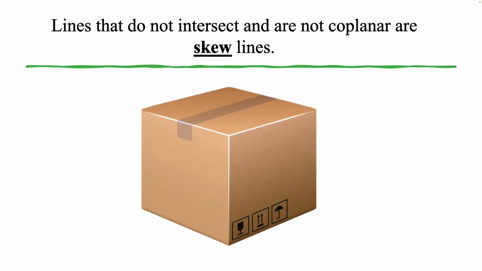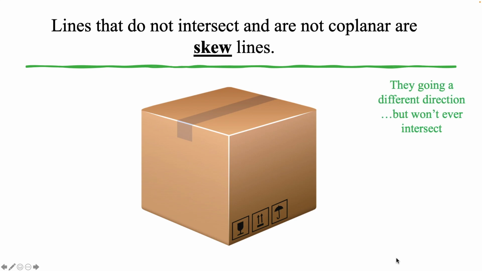Now this is different. Lines that do not intersect and are not coplanar, they're not on the same plane, are called skew lines. Another way to think about this is two lines that are going in a different direction but won't ever intersect.